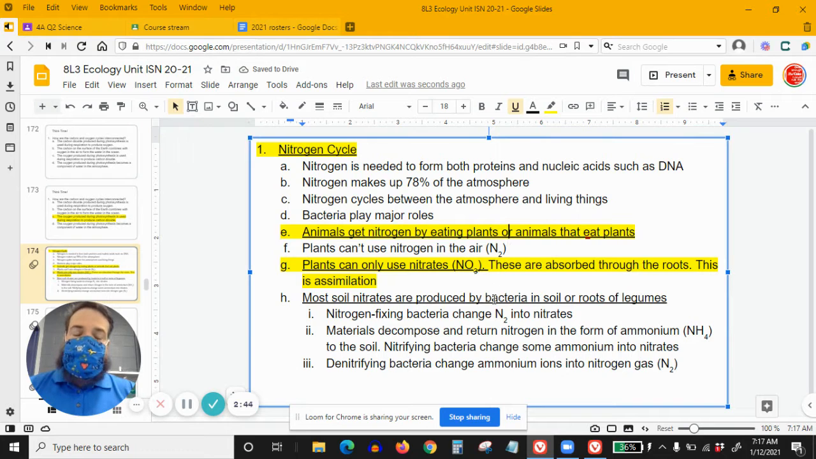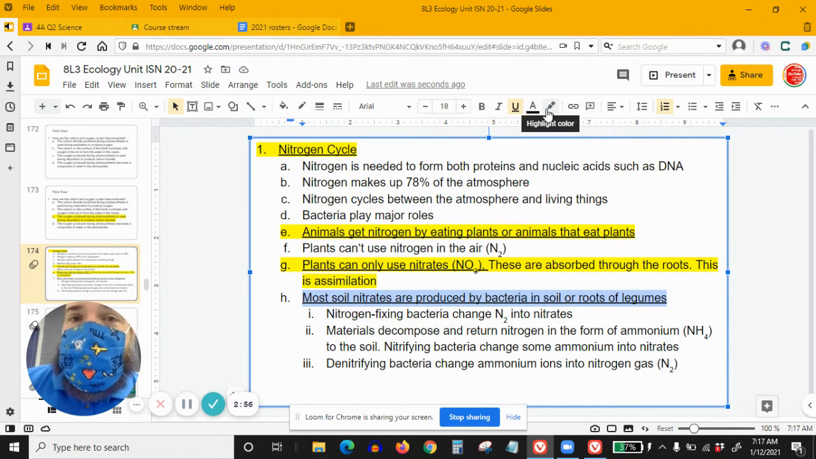Most soil nitrates are produced by bacteria in the soil or roots of legumes. Legumes are your peanuts, your pea plants. Fun fact, peanuts are not really nuts, they're peas. All right.